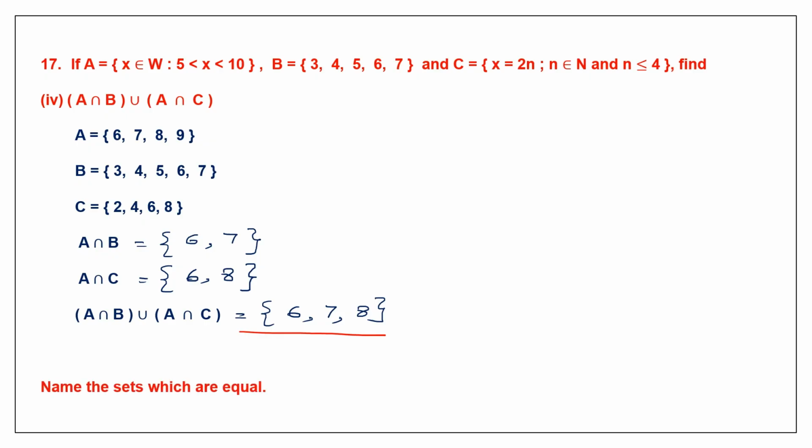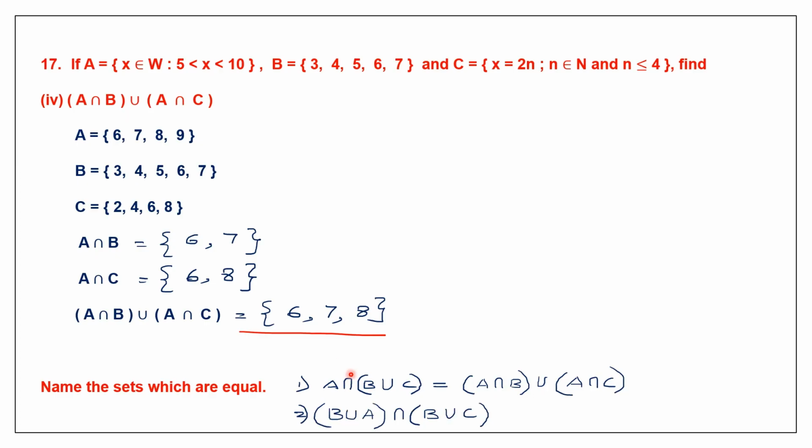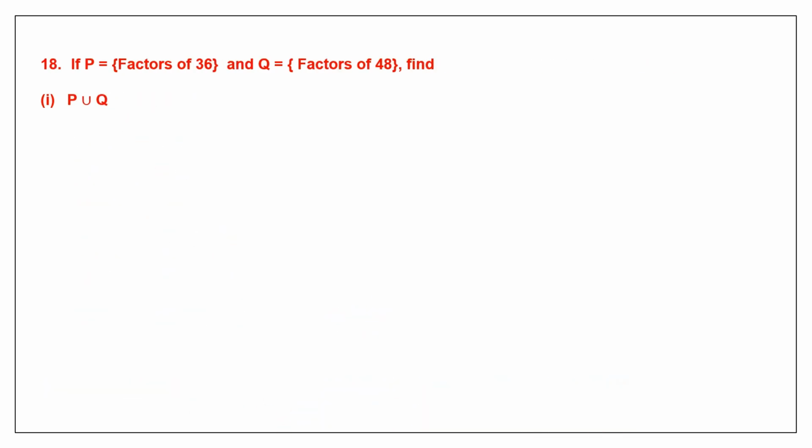Now here we are asked to name the sets which are equal. If you look at all four answers, you will see that A intersection B union C is equal to this answer, which is A intersection B union A intersection C. We can also see that the intersection of these two sets, that is intersection of B union A and B union C, is equal to the union of B and A intersection C. So these are the sets that are equal.